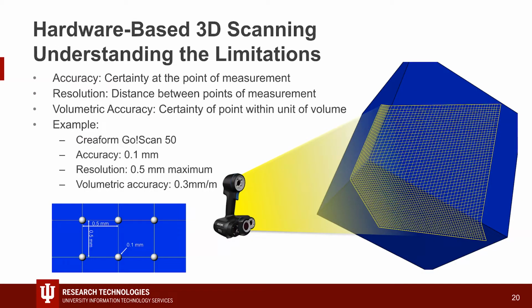So I'll talk a little bit about the limitations of scanning. These limitations also apply to volumetric capture, and they also apply to photogrammetry. The one that is most confusing for people is accuracy versus resolution. Accuracy is the certainty at the point of measurement. I always said error. I guess I'm a glass half empty guy instead of glass half full. And I'm representing that on this bottom left image by these little spheres. And then the resolution is the distance between those points of measurement.